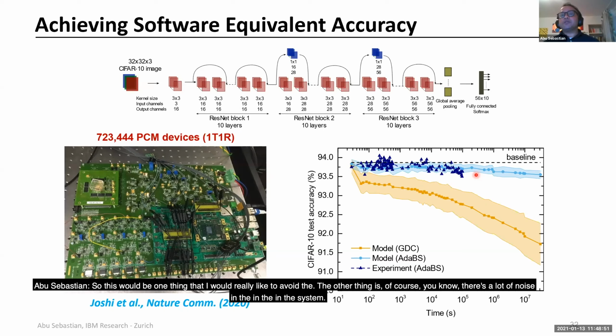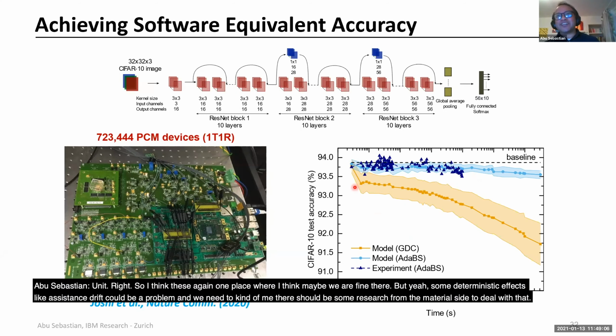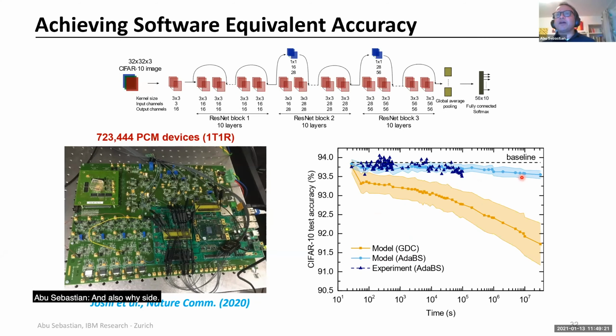The other thing is, of course, there is a lot of noise in the system. But here again, at least for deep learning inference, you don't need very high precision. And definitely the synapses in the brain are not like floating point units, right? So I think this is again one place where maybe we are fine. But yeah, some deterministic effects like resistance drift could be a problem, and there should be some research from the material side to deal with that. And also from the device side.